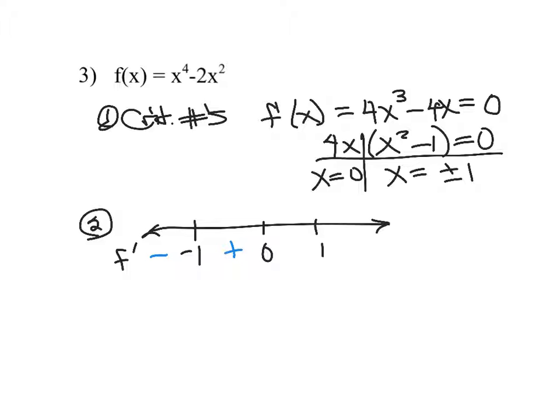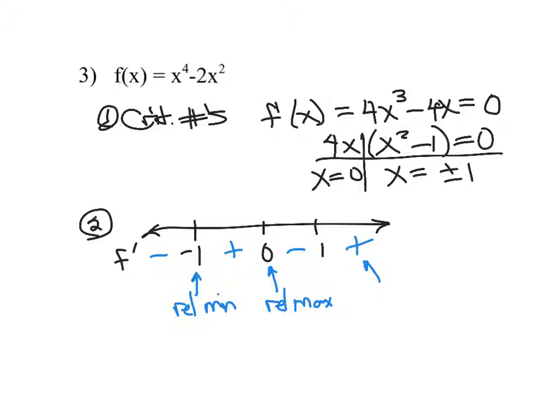Between 0 and 1, for example, 1/2, 4 times 1/2 is positive. 1/2 squared minus 1 is negative, so positive times negative is negative. And after the number 1, for example 2, I get positive, positive, which gives me a positive derivative. This tells me that negative 1 is going to be a relative minimum point because my derivative switches from negative to positive. 0 is going to be a relative maximum point because my derivative is switching from positive to negative.